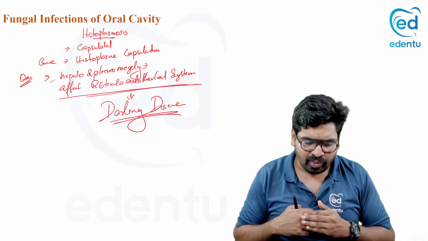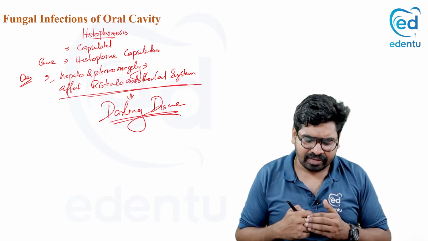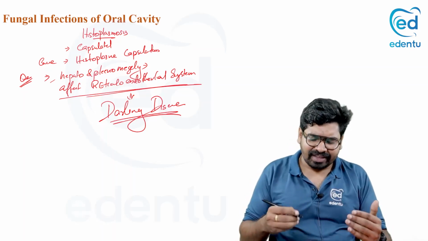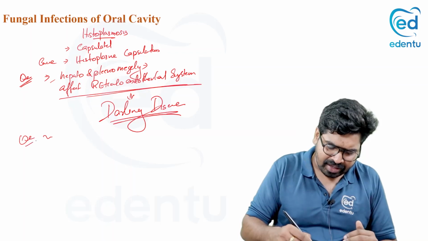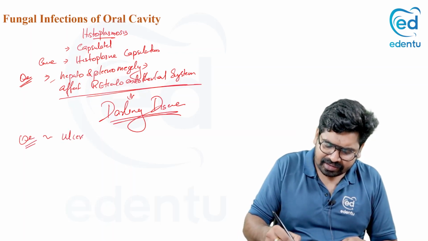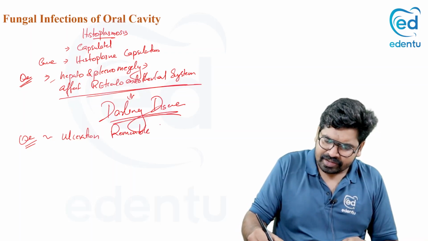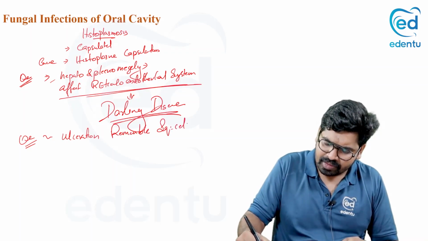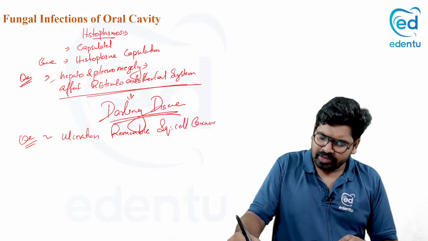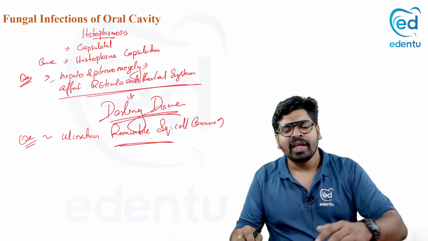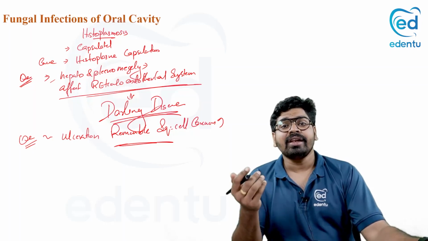What else you can see in histoplasmosis is that the lesions cause ulcerations, and the ulceration resembles a squamous cell carcinoma. So histoplasmosis is a fungal infection that can resemble a squamous cell carcinoma.